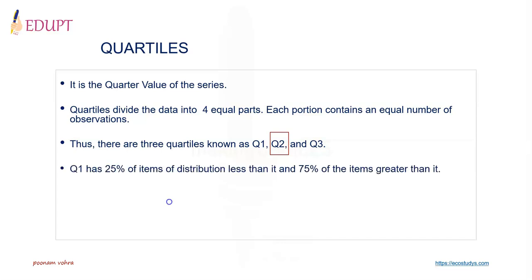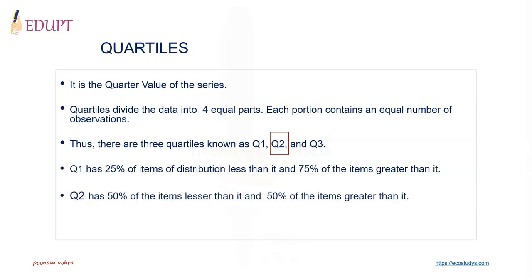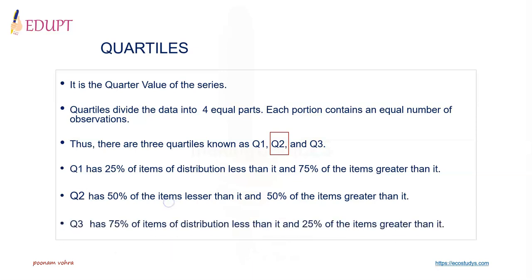First quartile has 25% of items of distribution less than it and 75% of the items greater than it. Whereas second quartile has 50% of the items lesser than it and 50% of the items greater than it. The third quartile or the upper quartile has 75% of the distribution less than it and 25% of the items greater than it. It means that the first and the third quartile denote the two limits within which the central 50% of the data lies.